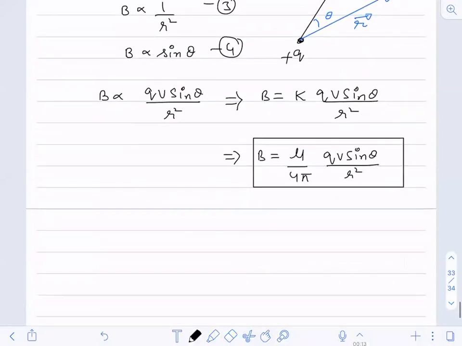Now what is mu over here? Mu is called magnetic permeability. What was epsilon? Epsilon was the permittivity of the medium. Here mu is the magnetic permeability.